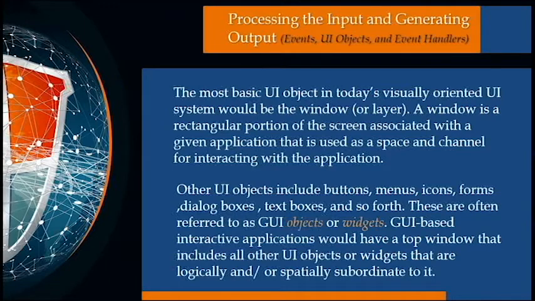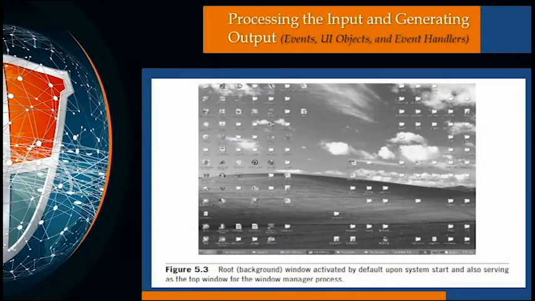GUI-based interactive applications would have a top window that includes all other UI objects or widgets that are logically and/or spatially subordinate to it. As you can see in this figure, this is an example of a window. There is a root background window activated by default upon system start and also serving as the top window for the window manager process. As you can see, there are some icons and widgets here on your screen. So this is an example of a window.